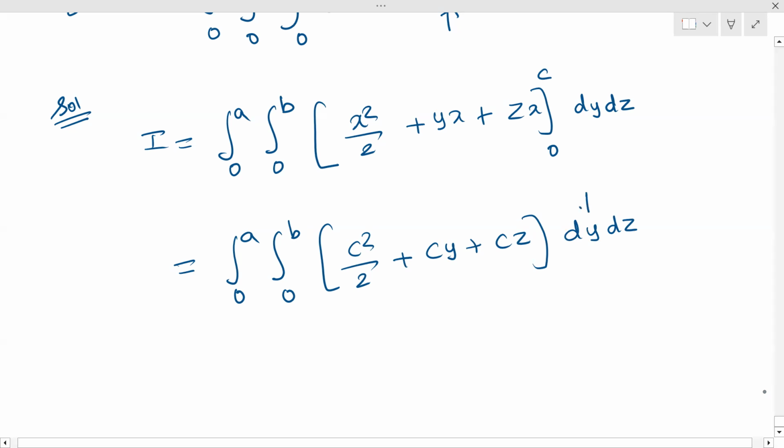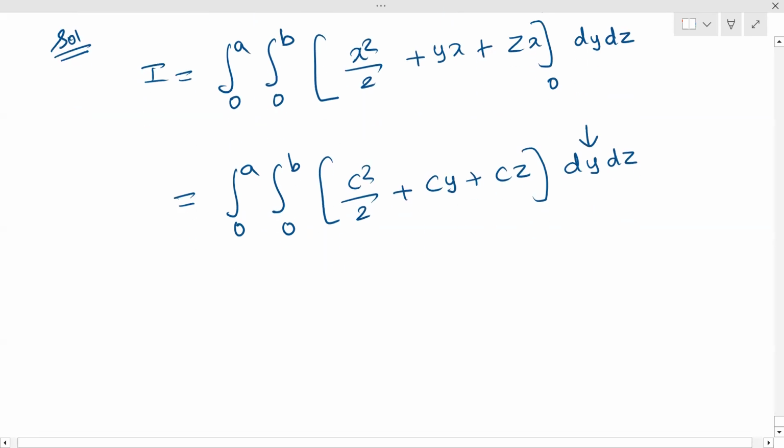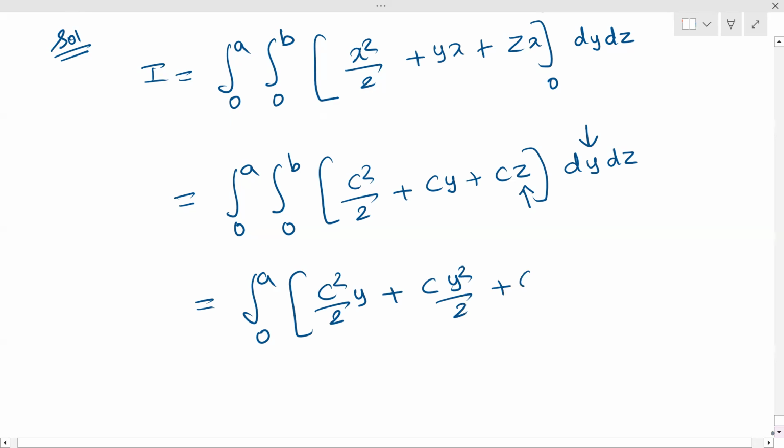Next we move to the middle integration with respect to y. When we do the middle integration, we are treating the other variable. What is the other variable we are having? Z. So this z we can treat as a constant. So 0 to a. The first term, c squared by 2, is nothing but a constant. So c squared by 2 y plus c. Y is the variable, so the integration is y squared by 2. The third term, cz, both are constant. So the integration of dy is y, 0 to b, dz.